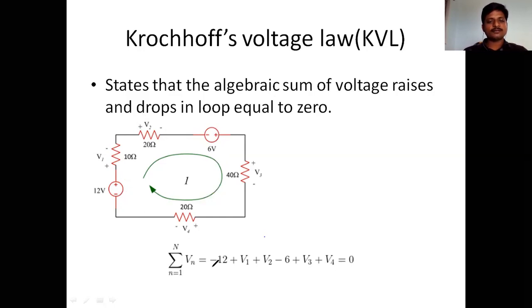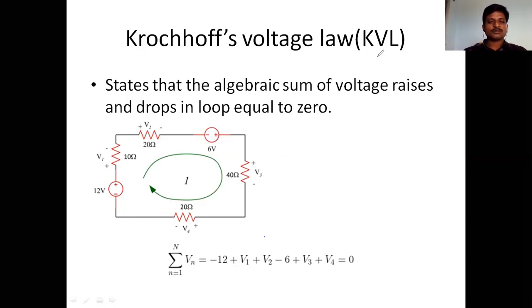Therefore, if you want to write the KVL equation, current is entering minus 12 volts. Therefore, minus 12 plus voltage across 10 ohm resistor. Let us take it as V1. Okay, and the sign is positive, therefore plus V1, next plus V2, next current is entering the negative terminal of 6 volt, therefore minus 6 plus V3 plus V4, and all the elements are covered, no? Therefore equal to 0. So that is how you have to write the equation for KVL.